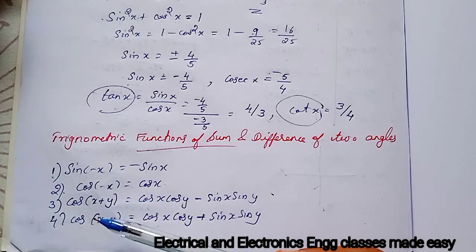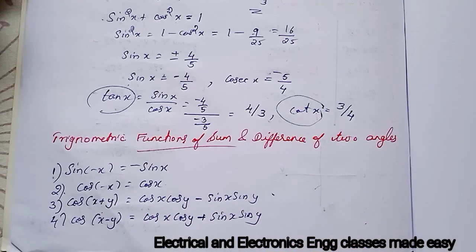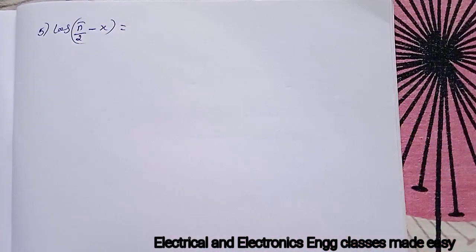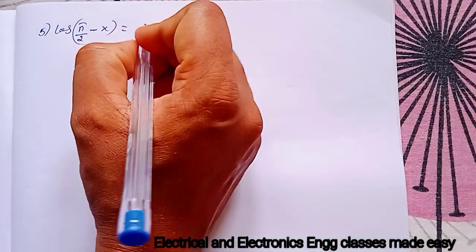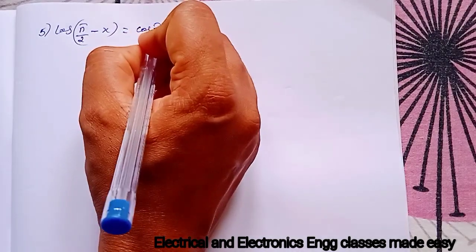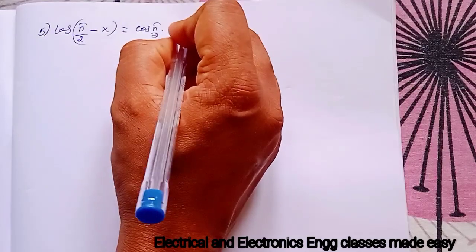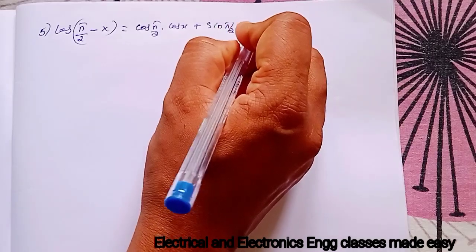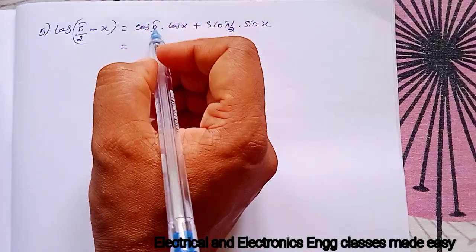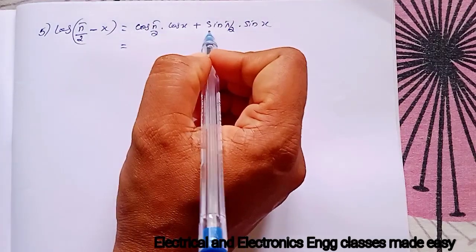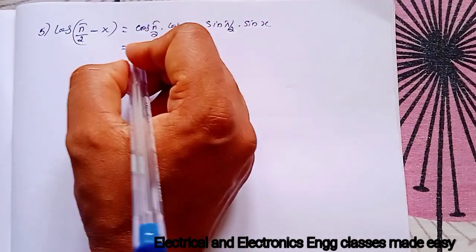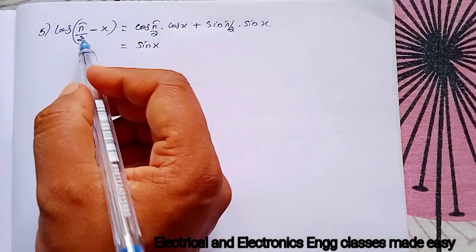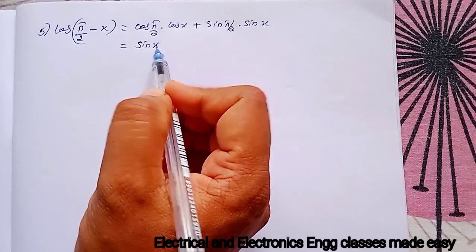Using these identities, we can find cos pi by 2 plus x and cos pi by 2 minus x. That is, cos pi by 2 minus x can be written as cos pi by 2 into cos x plus sin pi by 2 into sin x, and that is equal to, cos pi by 2 is 0, then 0 plus sin pi by 2 is 1. So this is equal to sin x. So cos pi by 2 minus x is equal to sin x.